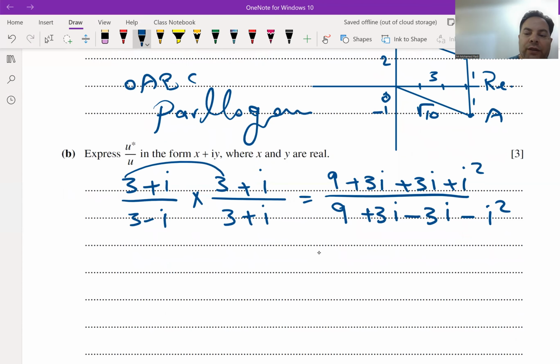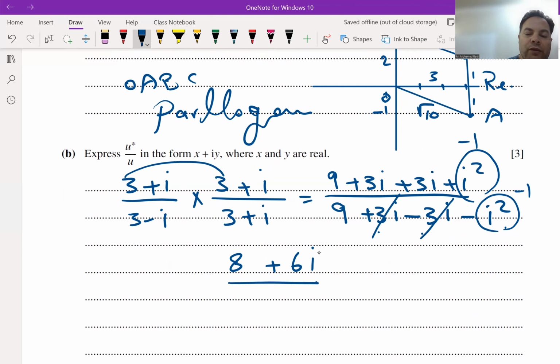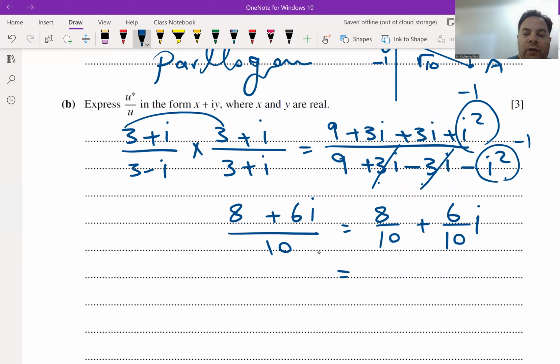Simplify, i squared is -1, and 9 will be 8. 3i and 3i will be 6i, all divided by 3 squared plus 1 squared: negative 3i, positive 3i gives 0, i squared is -1, negative is +1, plus 9 is 10. So split to be 8 over 10 and 6 over 10i, but your answer is not simplified, it will be 4 over 5 plus 3 over 5i. This is part B.